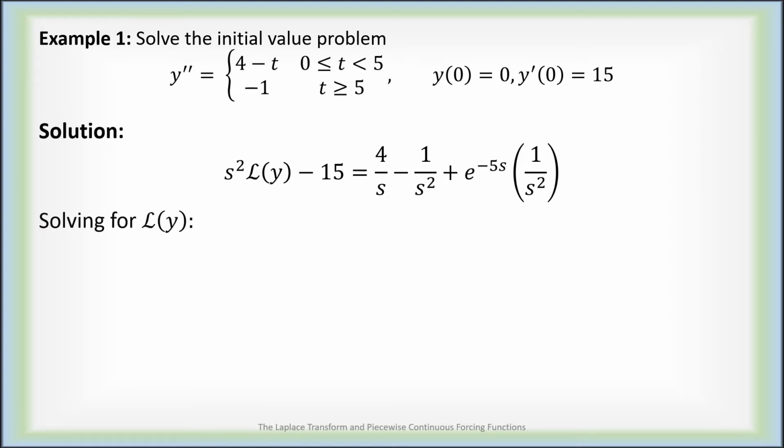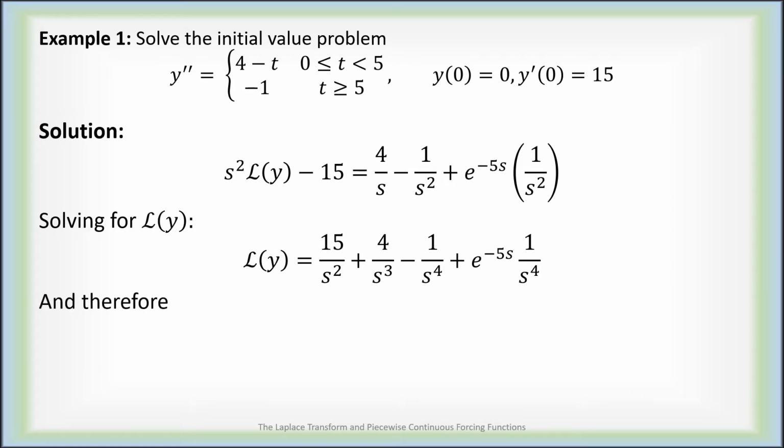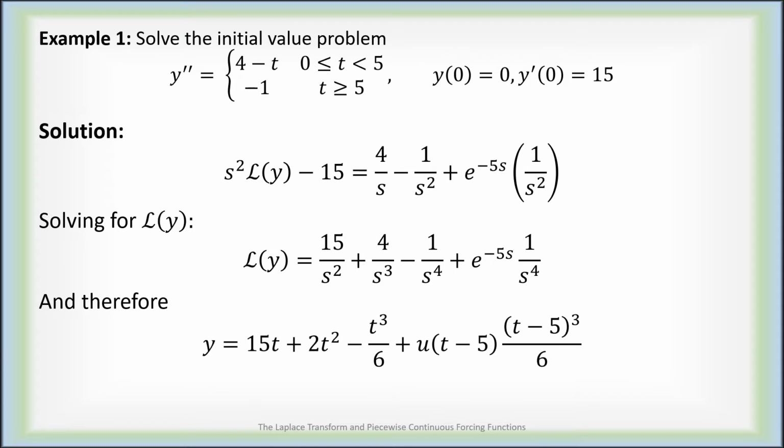But now we can solve for L of y. The Laplace transform of y, once we divide out s squared from every term, is 15 over s squared plus 4 over s cubed minus 1 over s to the fourth plus e to the minus 5s times 1 over s to the fourth. Then we can just take an inverse Laplace transform of both sides. On the left, we get y. Inverse Laplace transform of 1 over s squared is just t. Inverse Laplace transform of 2 over s cubed is t squared. Inverse Laplace transform of 6 over s to the fourth is t cubed.